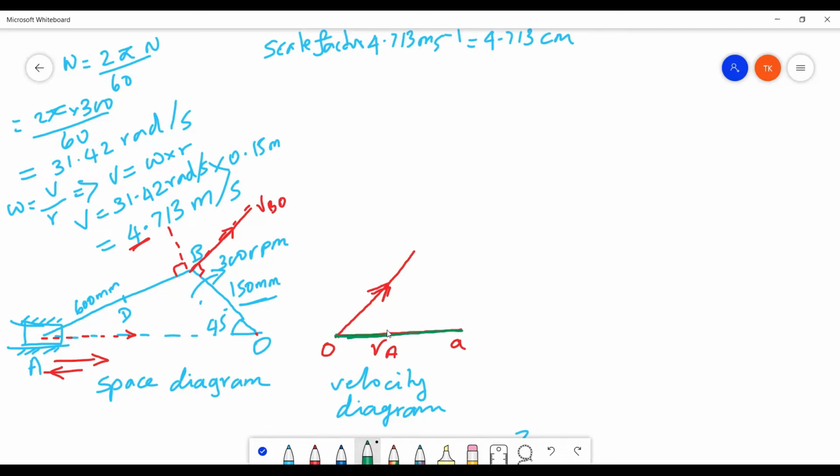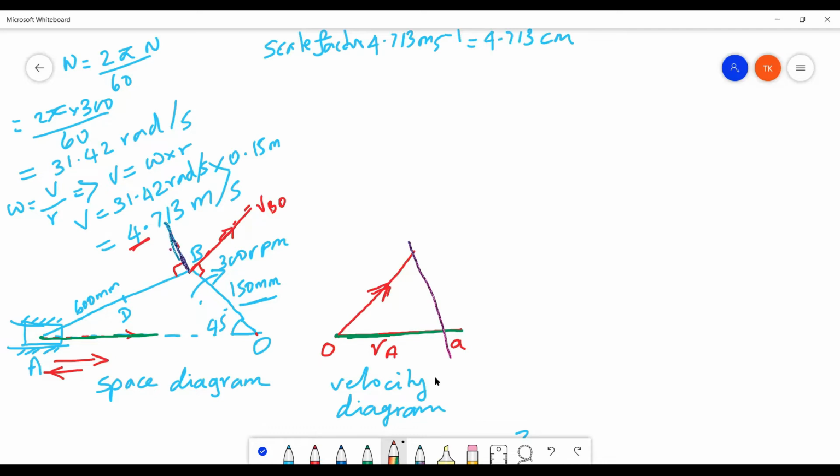This and this are parallel. These two are parallel. This one and this one are parallel, right? So I have drawn the same colors: red and red are parallel, green and green are parallel, and this dark blue and this dark blue are parallel, right?